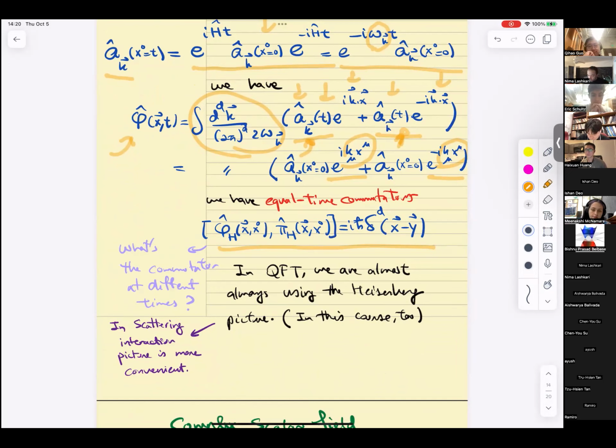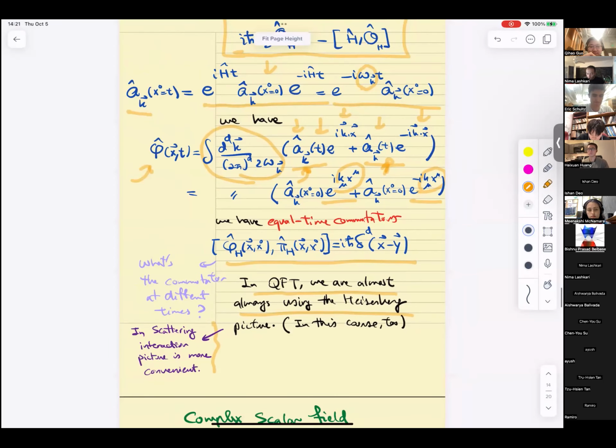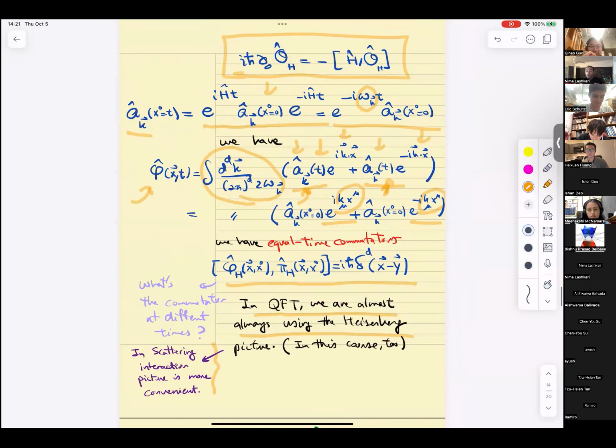And I already said this: in quantum field theory, we're almost always using the Heisenberg picture in this course as well, except in scattering theory, which you might remember from quantum mechanics as well. We often find it more convenient to work in the interaction picture, which is neither Schrodinger nor Heisenberg. Actually, a lot of perturbative quantum field theory is done in the interaction picture. All right. Any questions? This is a natural stopping point.